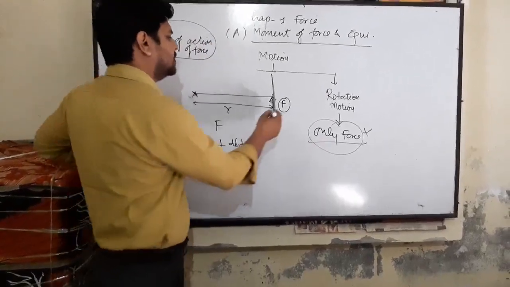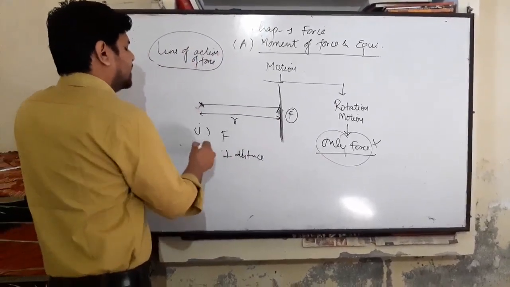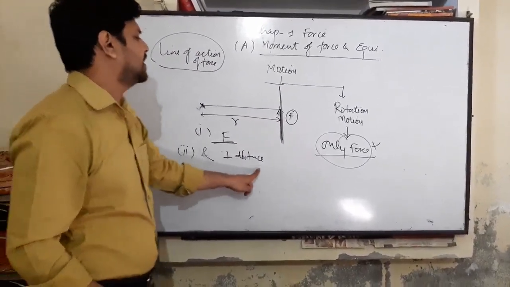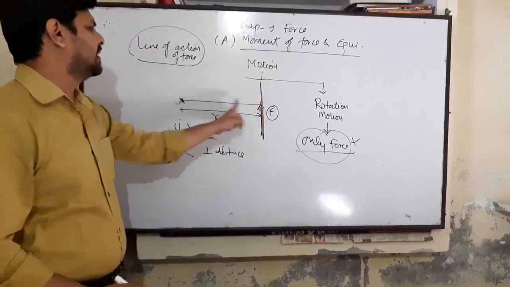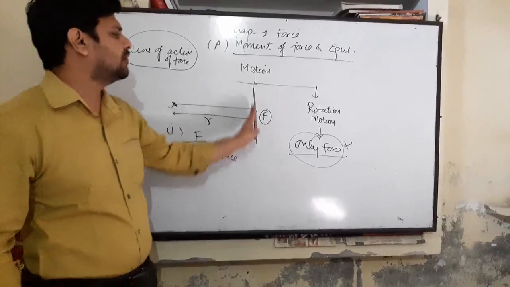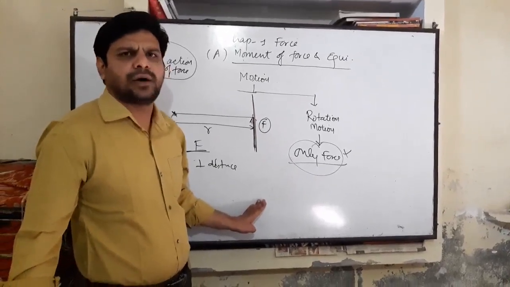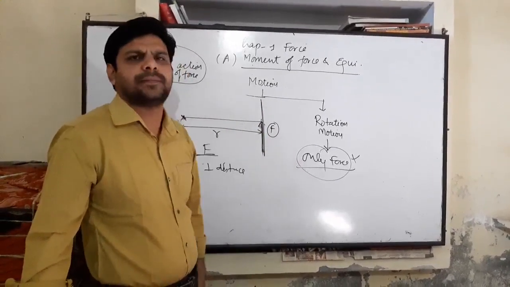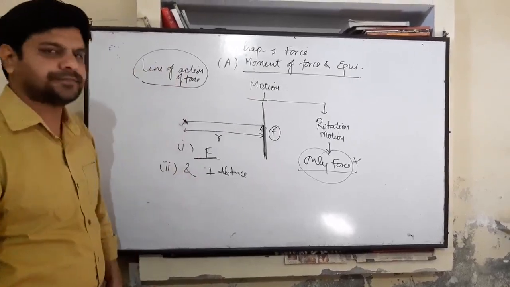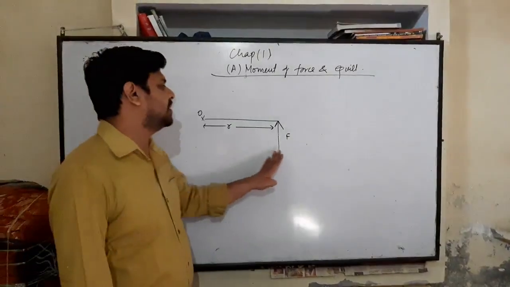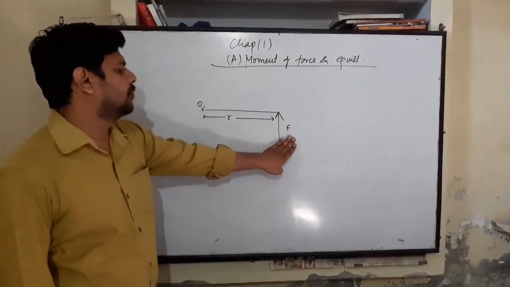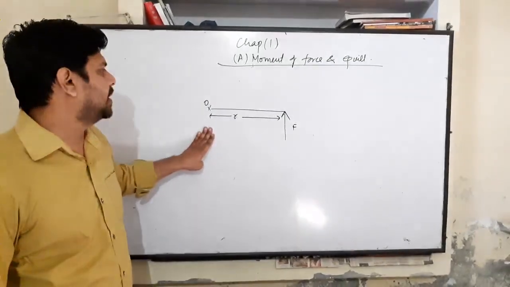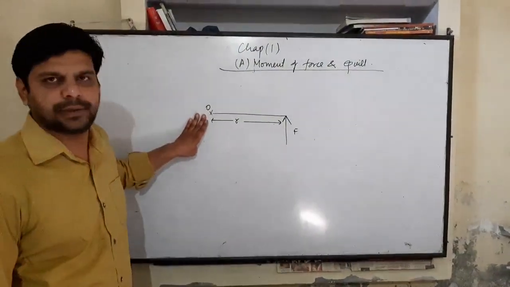The first factor is force, and the second factor, an important factor, is the perpendicular distance between the line of action of force and the axis of rotation. And what is the line of action of force? The direction, the line along which force acts. So both produce rotation motion. Now we can see the combined effect of force and this perpendicular distance produces rotation in a body which is pivoted at a point.